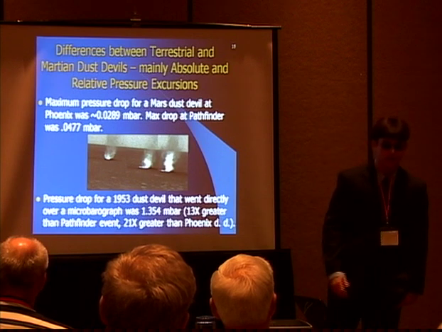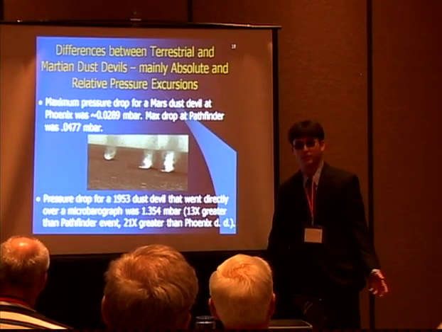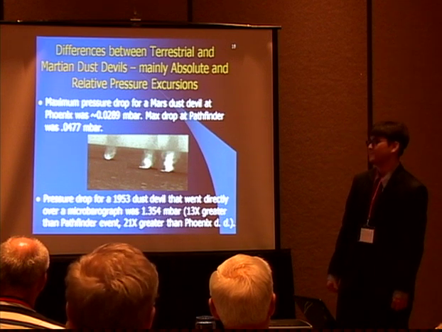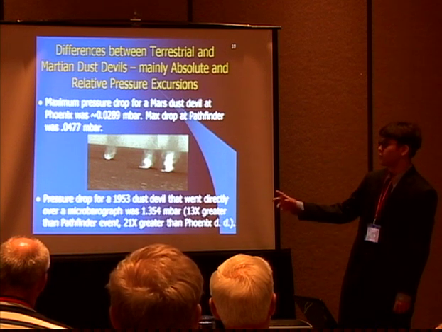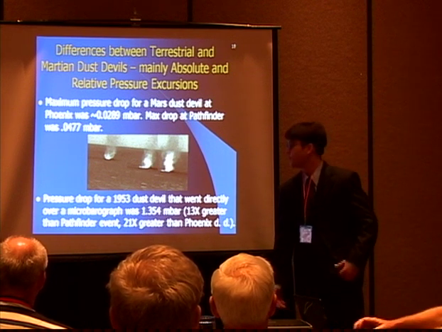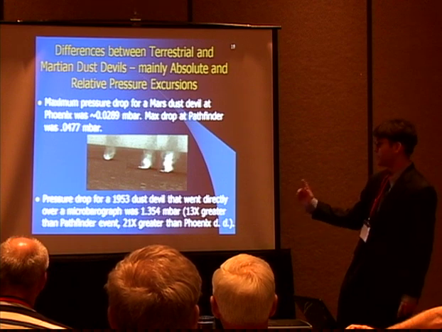The Viking pressure spike, which I'll show you later, which occurs pretty much every single day at 7:30 local time, would increase pressure by about 0.6 millibars, as much as that, which is an order of magnitude higher than this, and that's from nothing, essentially. The lander was just sitting there. That's probably indicative of internal events.